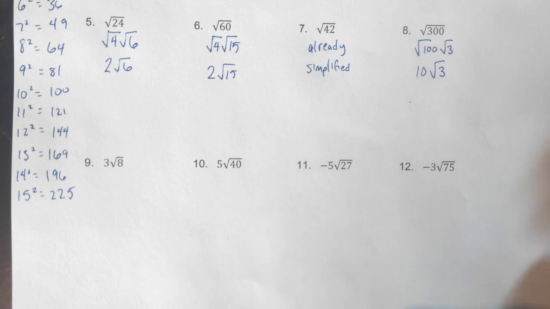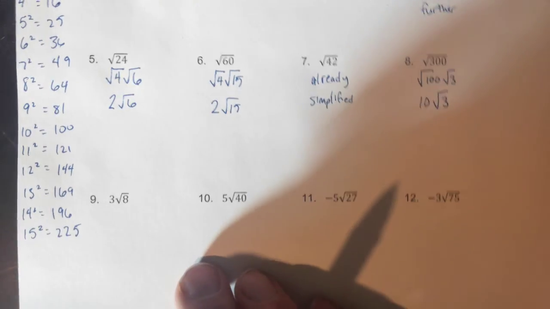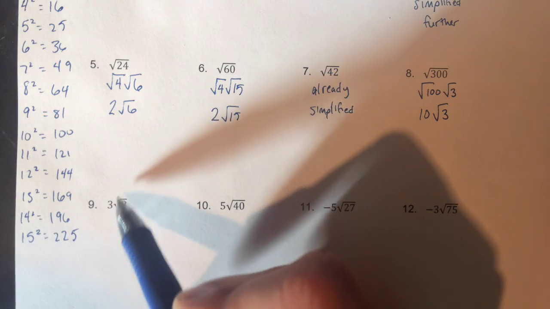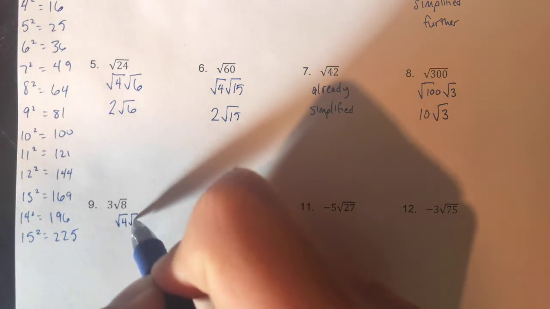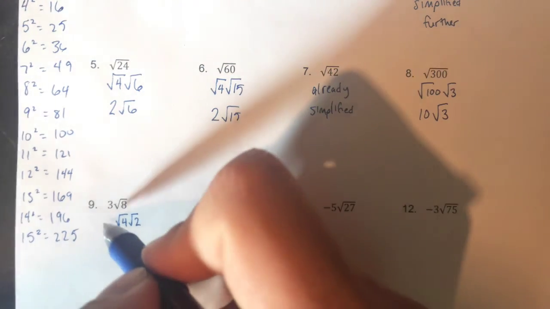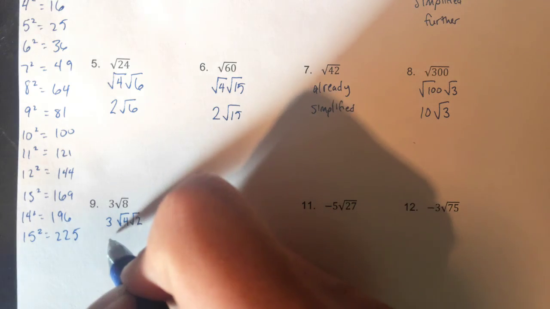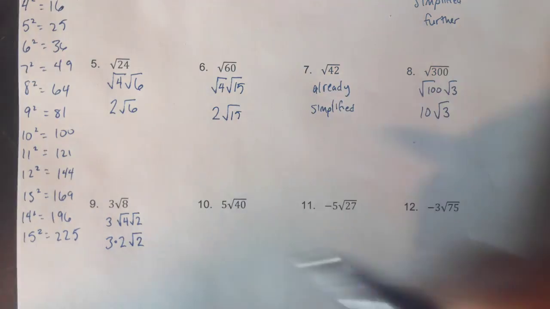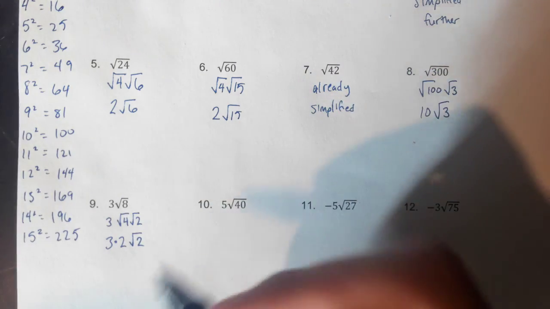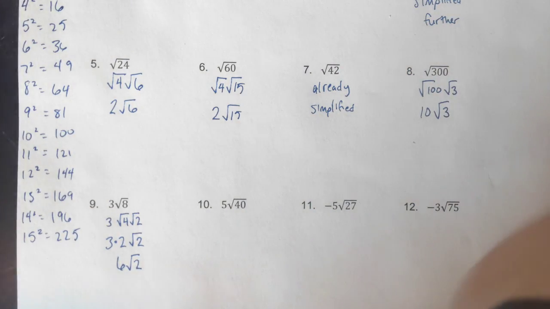All right, on numbers 9 and 10, we've just got a number out front. It doesn't make it any harder, just one small little step. So just look at the radical again. Square root of 8 is 4 times 2. And then just bring that 3 out front. What's the square root of 4? 2. So we have 3 times 2, and then the square root of 2, right? And what's 3 times 2? 6. So 6 square roots of 2.